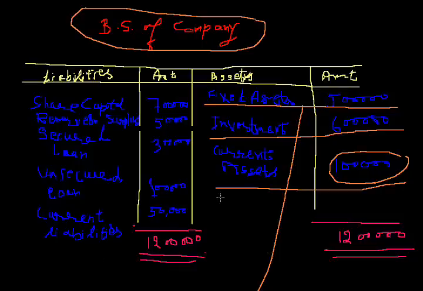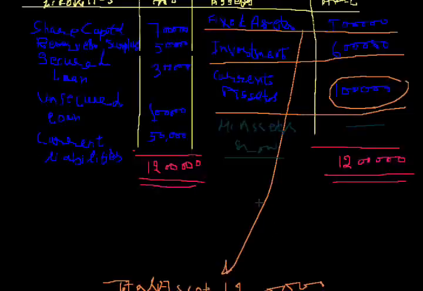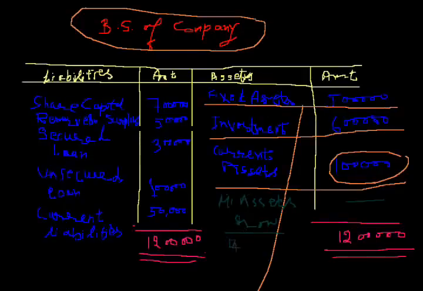Now we will discuss one more item that is called miscellaneous expenditures. This is also called miscellaneous assets. There is nothing here in this example, but miscellaneous expenditures means any expenditure which is not written off by transferring to the profit and loss account.